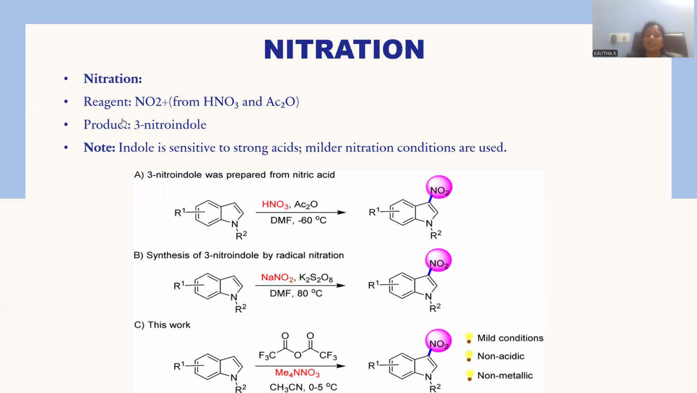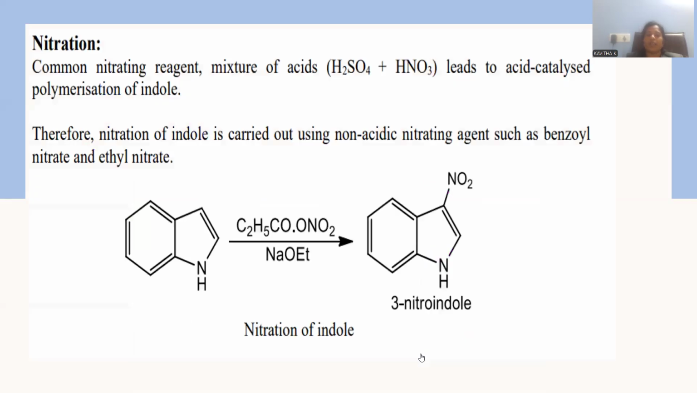In order to carry out the nitration, the nitronium cation is the electrophile, generated by treating with the nitration agent, that is concentrated nitric acid dissolved in acetic anhydride. Acetic anhydride facilitates this nitronium ion, which is the electrophile, so that you can accomplish 3-nitroindole as the final product. Nitration is carried out there.